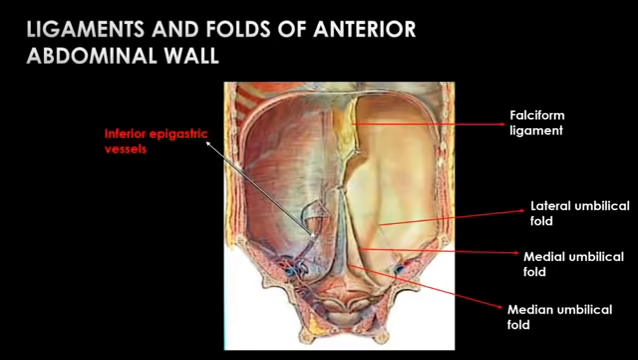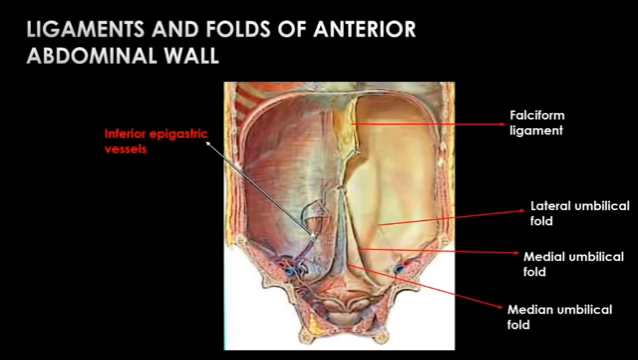There is one single median fold called the median umbilical fold formed by the parietal peritoneum. That means the parietal peritoneum is covering one structure underneath, that is nothing but the urachus. So in the median plane there is one structure called the urachus, which is actually an embryological remnant. When the parietal peritoneum covers the urachus, it forms one fold. That fold only is called the median umbilical fold. You can see in the picture.